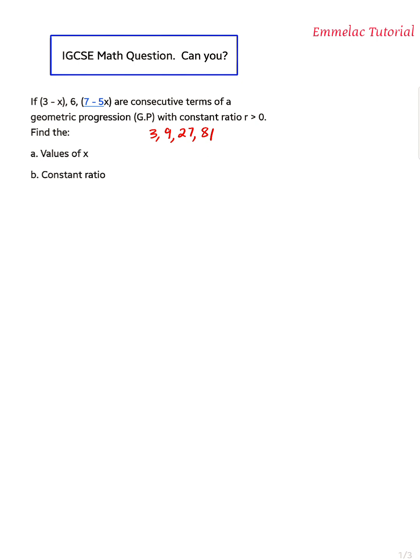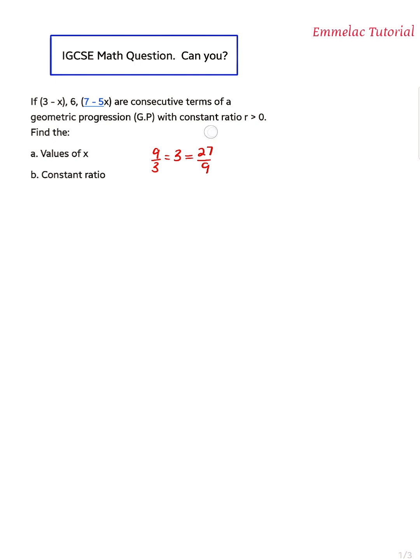How is it a constant ratio? Let's take the second term here, which is 9. 9 all over 3 is 3, which will also give you the same value when you divide 27, which is the third term, all over 9. So this is what we call consecutive terms of a geometric progression.